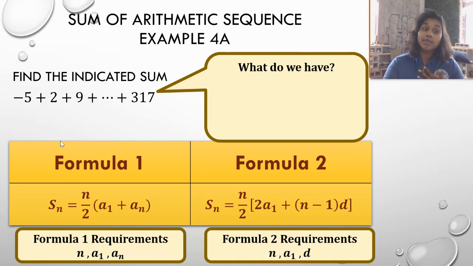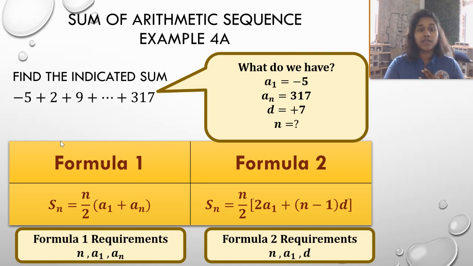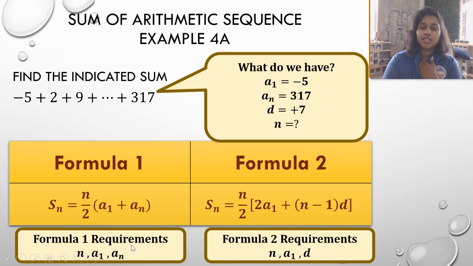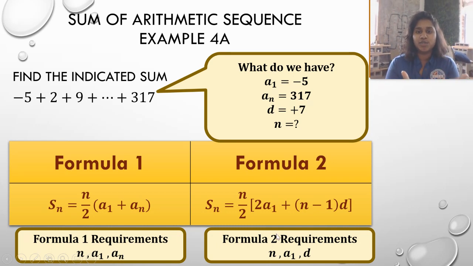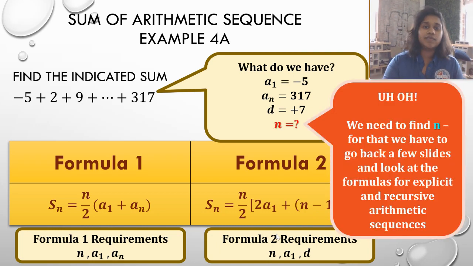What do we have? Well, we have negative 5, we have 317, we know the difference from 2 to negative 5 and 9 to 2 and so on is 7. We just don't have that n value. And if I look here, the difference between these two formulas is a sub n versus d. What we don't have is n, the commonality between the formulas. So, we're going to have to find that n.